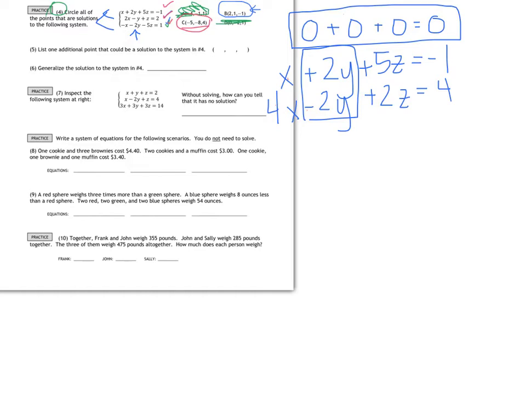Now before I move on, I'm just going to double check. So I multiplied 2 by 2 to get 4, 2 by negative 1 to get negative 2, 2 by 1 to get 2, and then 2 by 2 to get 4. Good. So that looks good. This ends up being 5x plus 7z is equal to 3.